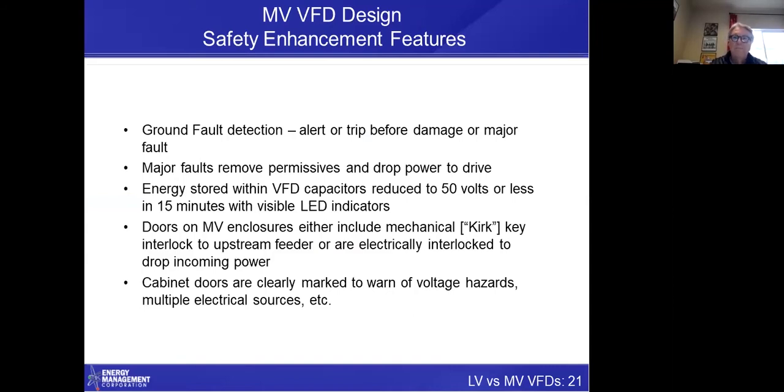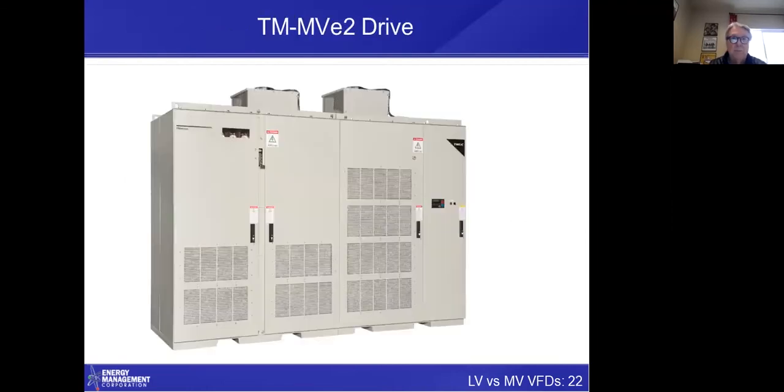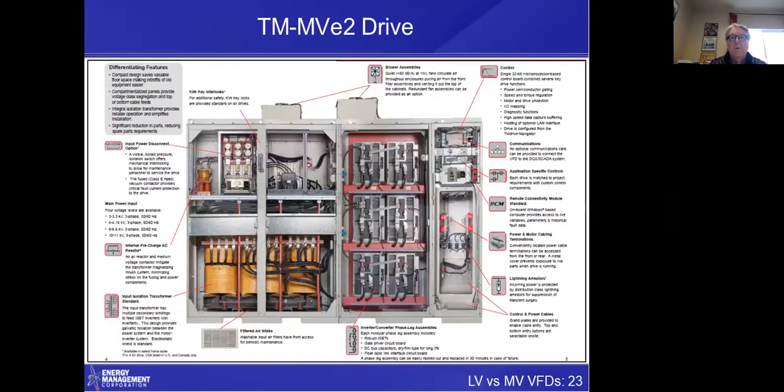But the thing that mostly makes it safer is bullet point 4 down there. That's your Kirk key interlocks. So here is a typical drive. This is a T-Mic MV drive. T-Mic is Toshiba, Mitsubishi, and GE. They formed a common company there. And that's what the outside looks like. But when you look at the inside, this is what it looks like.